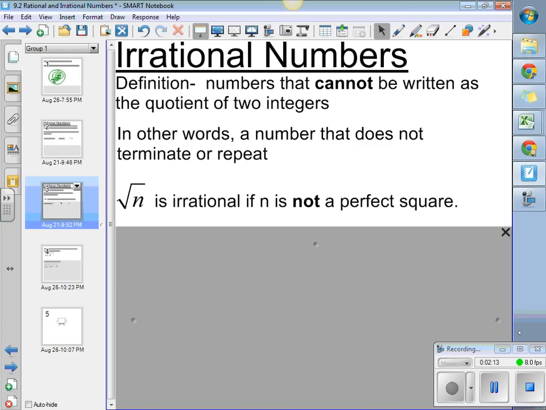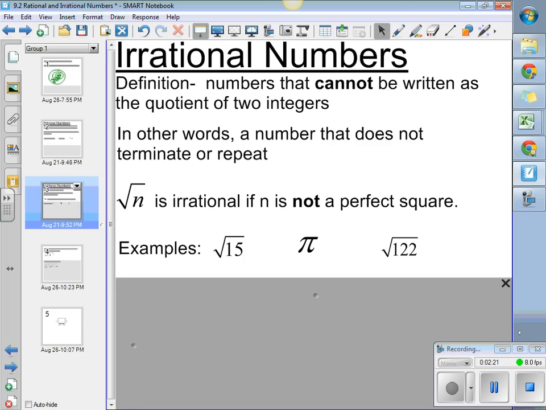Square root of 4, square root of 9, square root of 25, square root of 16 is 4, but square root of 15 is going to be some yucky number. I like the word yucky, by the way, for that. That's a great descriptor.